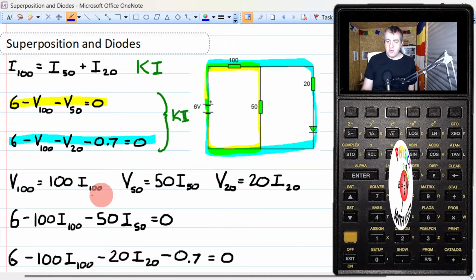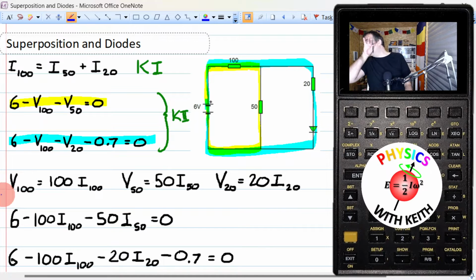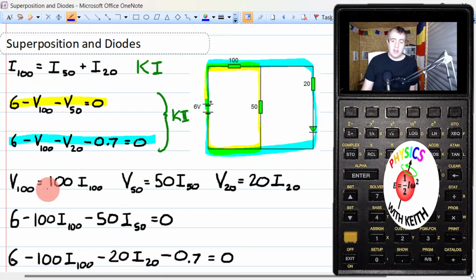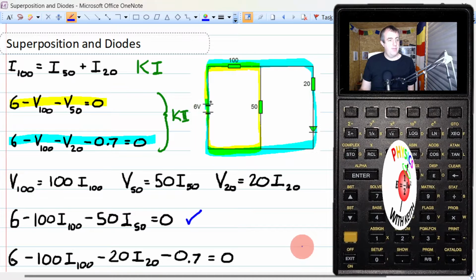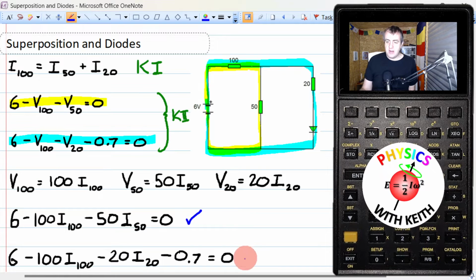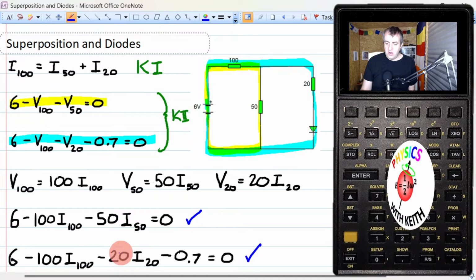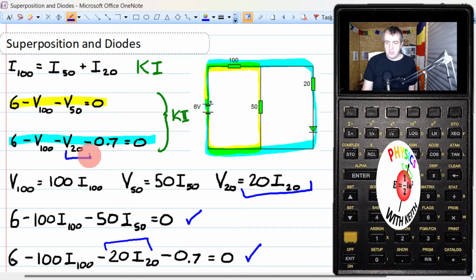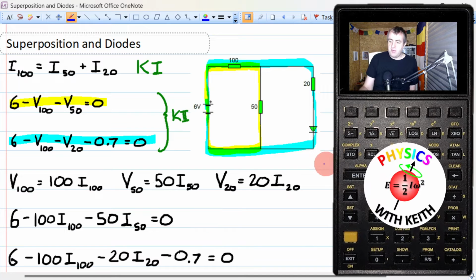I20, I50, I100, V20, V50, V100. That's a lot of equations. So let's start putting these together. If we substitute into this yellow equation the V100 and the V50, we get this. If we substitute into the blue equation the V100 and the V20, we get this. And hopefully you can see how that works. This bit here is just this bit here to replace this bit here, and so on and so on. So that's basic algebra stuff.